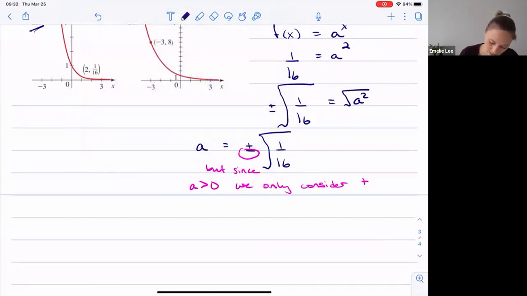So then what we have is a is the root of 1 over 16. Again, we have to go back to our exponent laws. No surprise, we're doing exponential functions, so we are drawing a lot on our exponent laws.